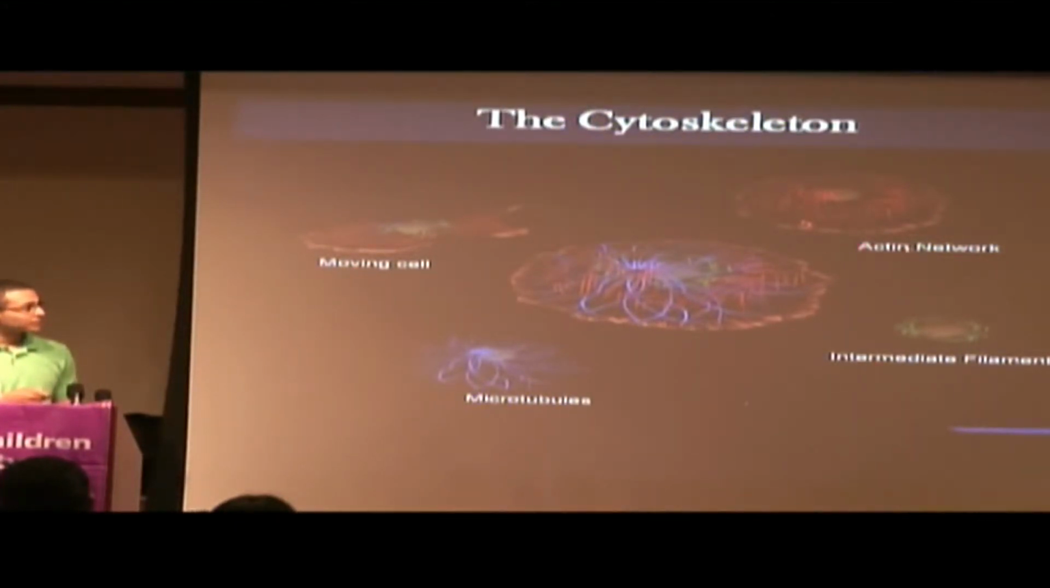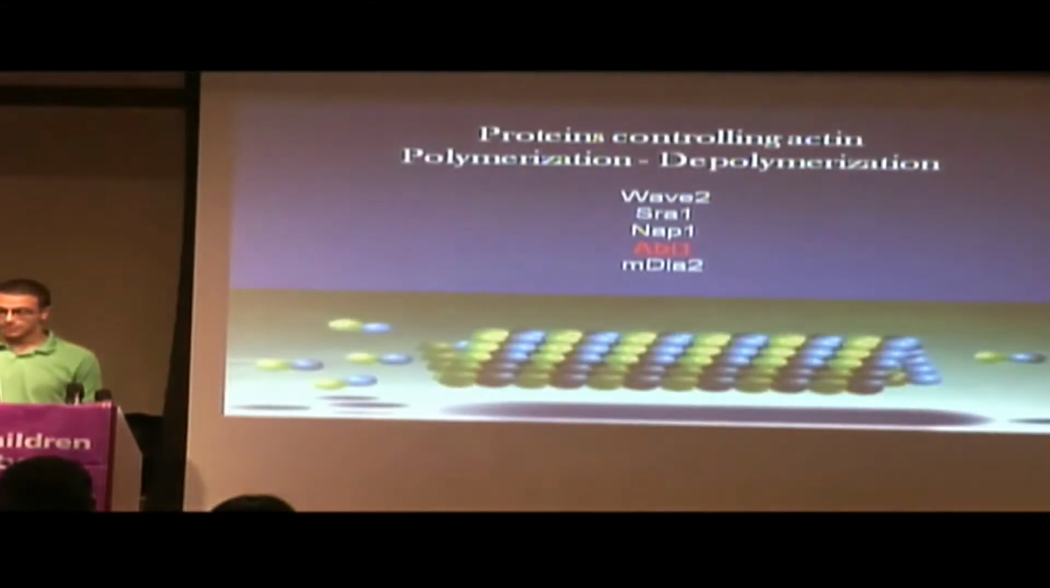globular protein, which is actin, and the ABI1 protein, which we are analyzing, is one of the proteins that helps make this actin, and it's found in the actin network, or the microfilaments. So this is a list of the proteins that control the actin polymerization, depolymerization.